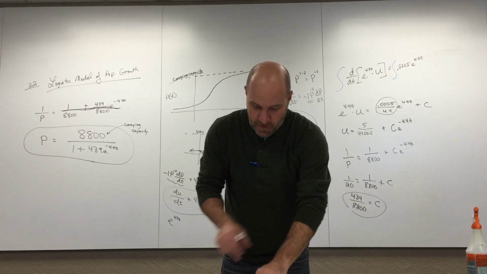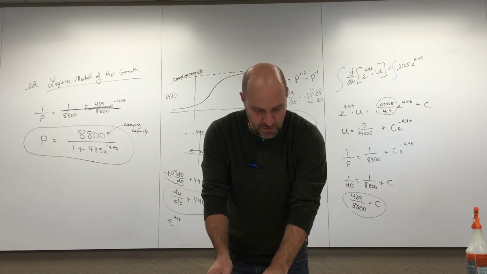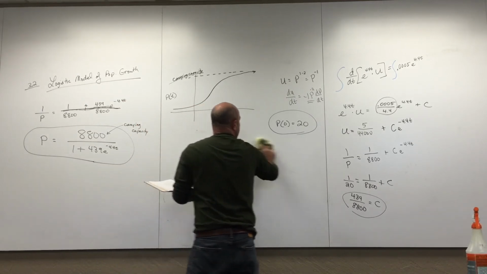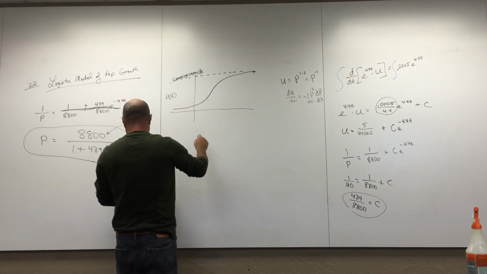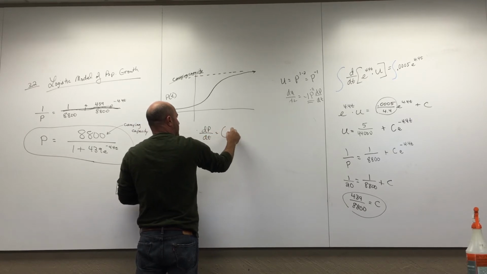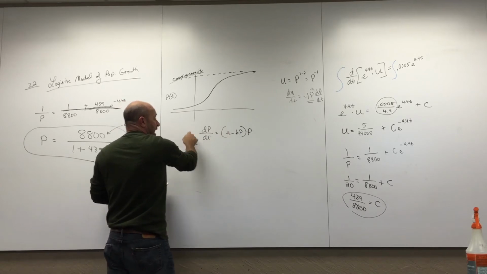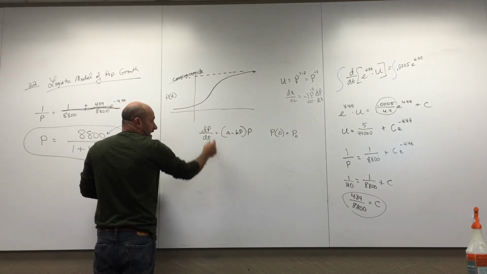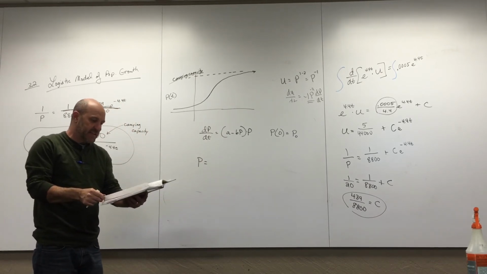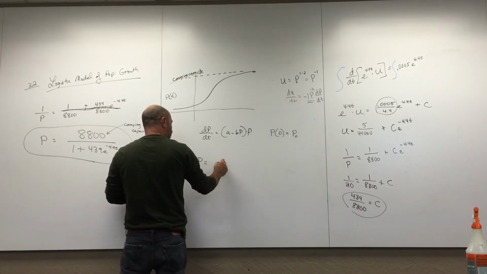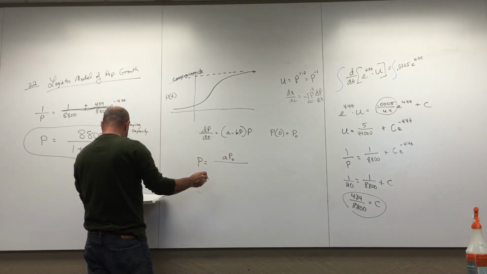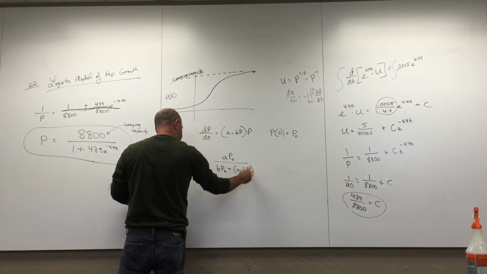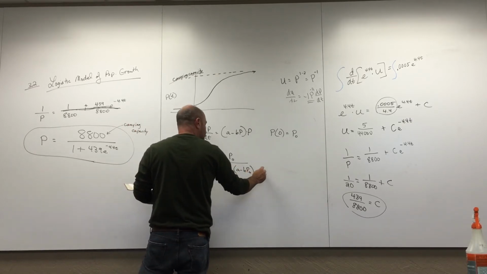In the book, the book's kind of funny. I want to show you what the book says. The book says this is the DE: A minus BP times P in general. Then they say at some initial time, we have an initial population of P naught. They solve this in general without numbers, and they get this answer: A P naught over B P naught plus A minus B P naught, e to the negative AT.